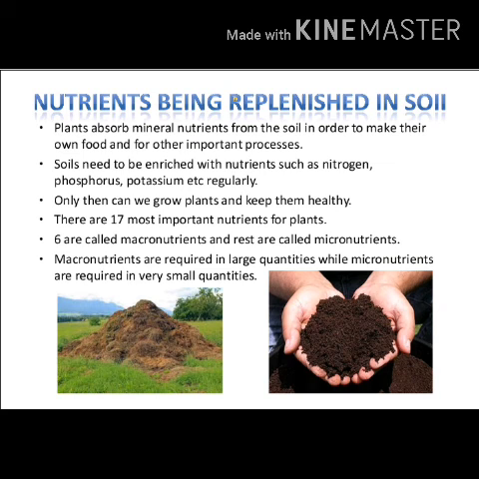There are 17 most important nutrients for plants. 6 are called macronutrients and the rest are called micronutrients. Macronutrients are required in large quantities, while micronutrients are required in very small quantities.